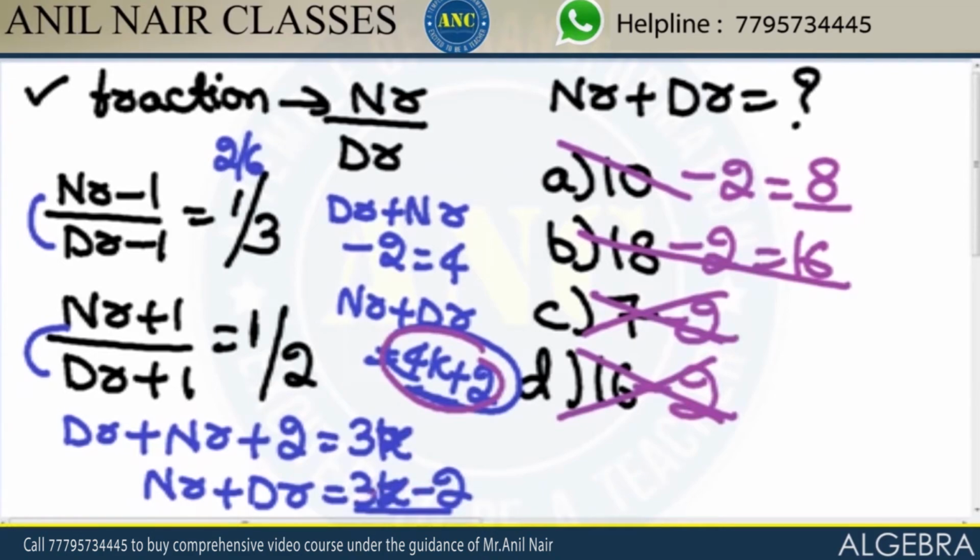If I subtract 2, this should be of the form 3k minus 2 and it is 4k plus 2. So this is of the form 4 into 4 plus 2. Yes, this is 3 into 6 minus 2. I hope it is clear.